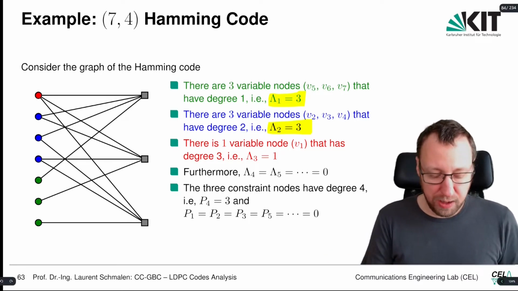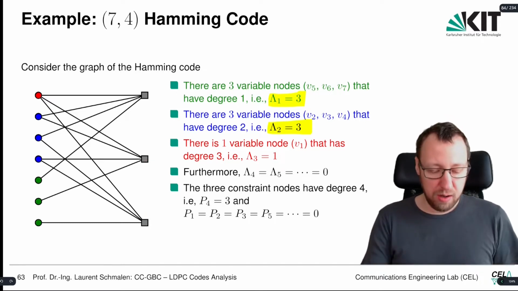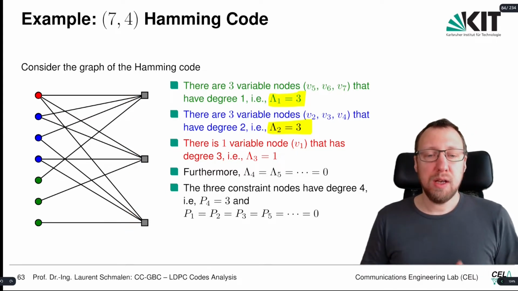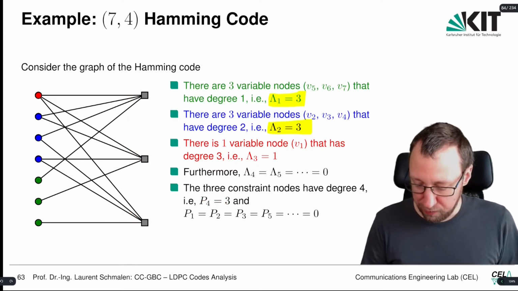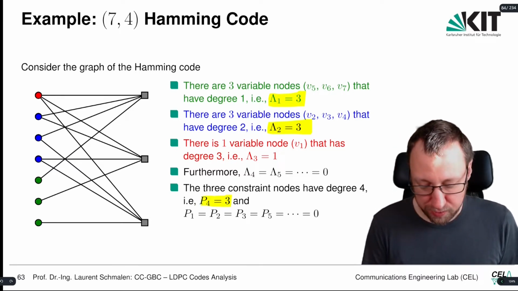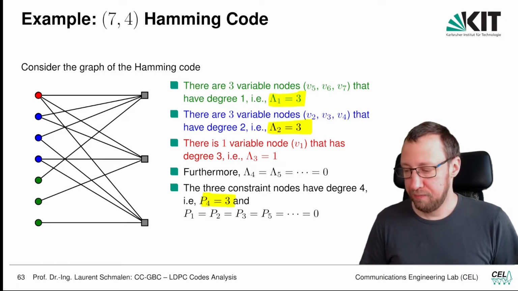Then we have 3 check nodes in our code. The 3 check nodes have all degree 4. Count 4 connected edges for each of those. So we have P4 is equal to 3. And all the other P's are equal to 0 because we have no connected edges.